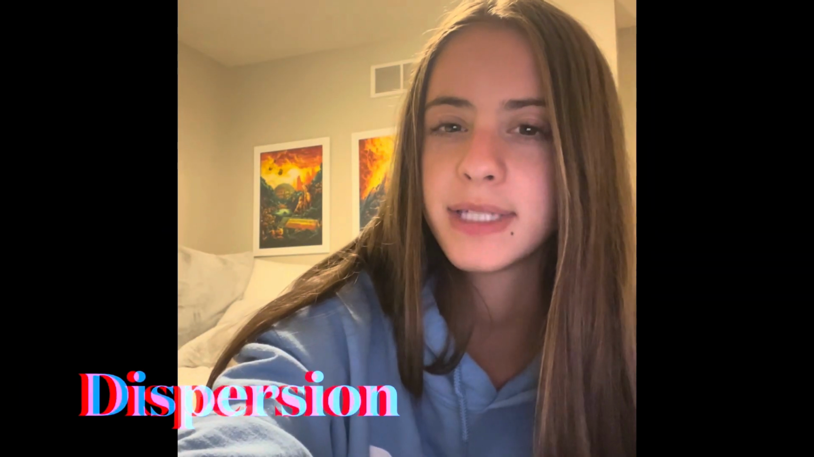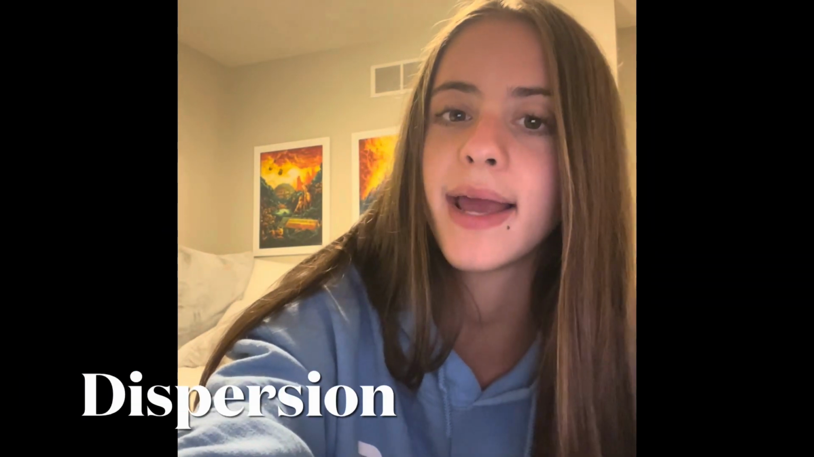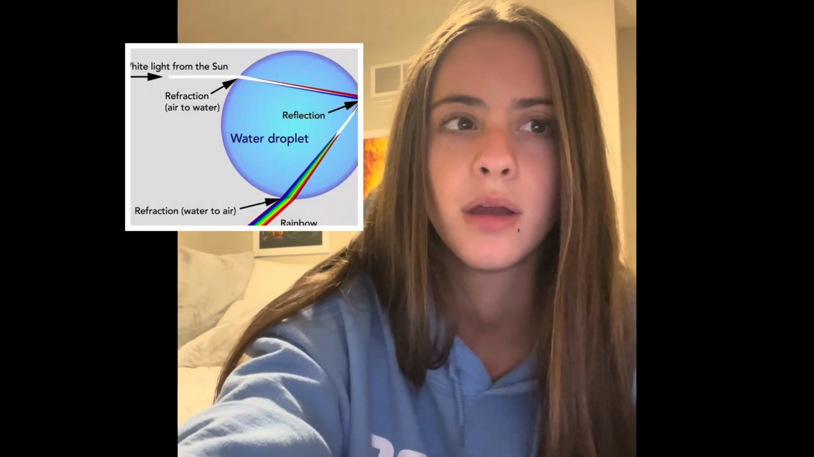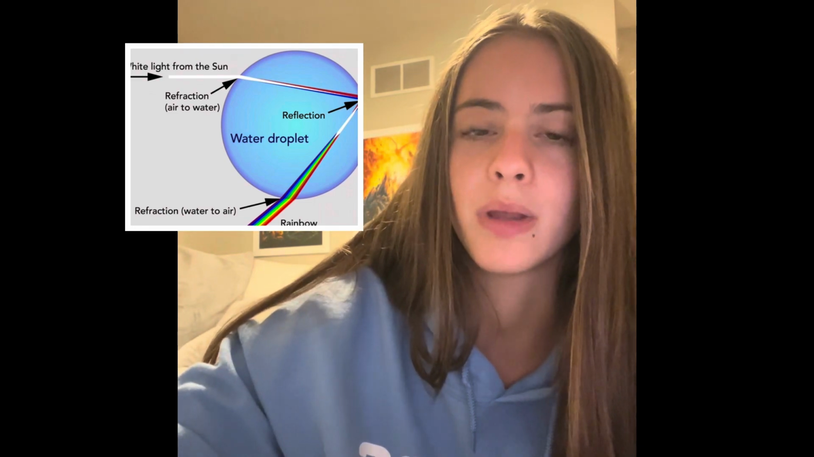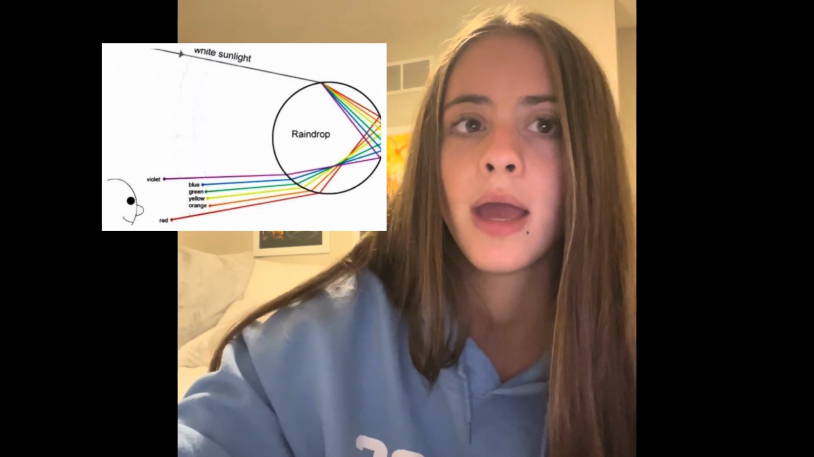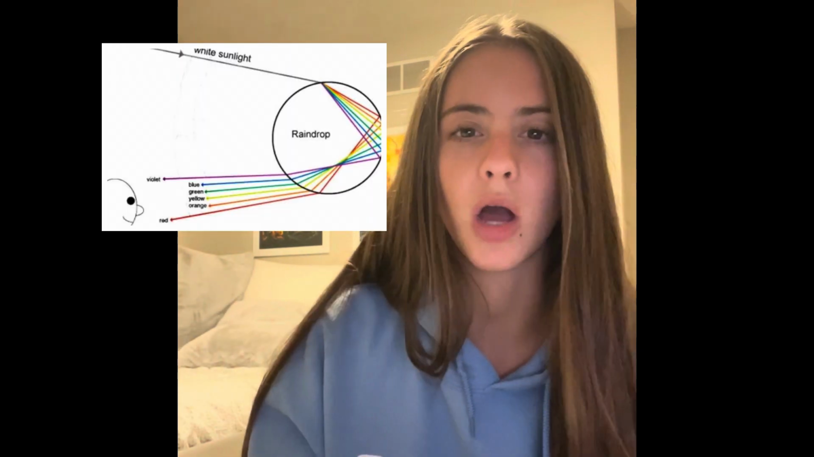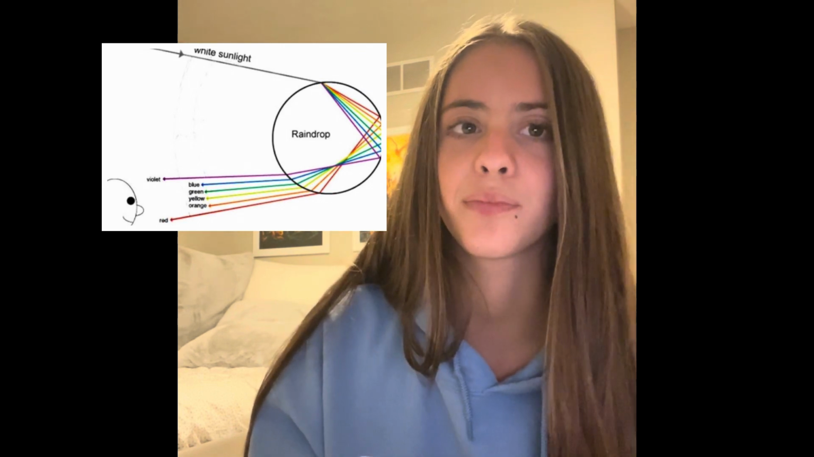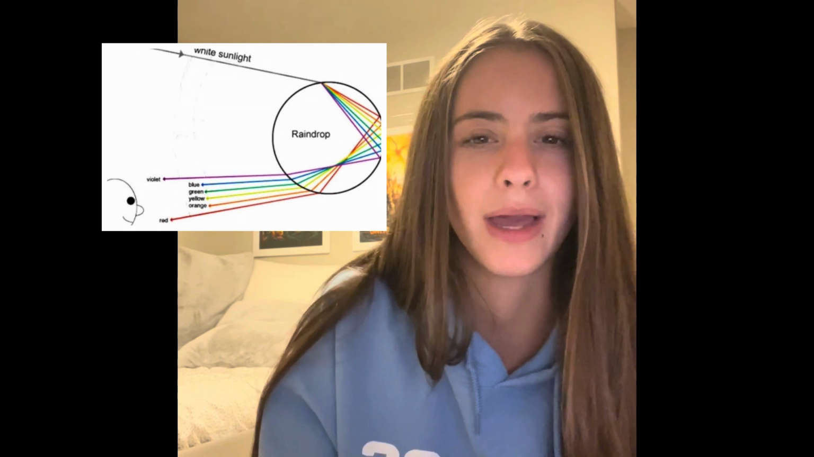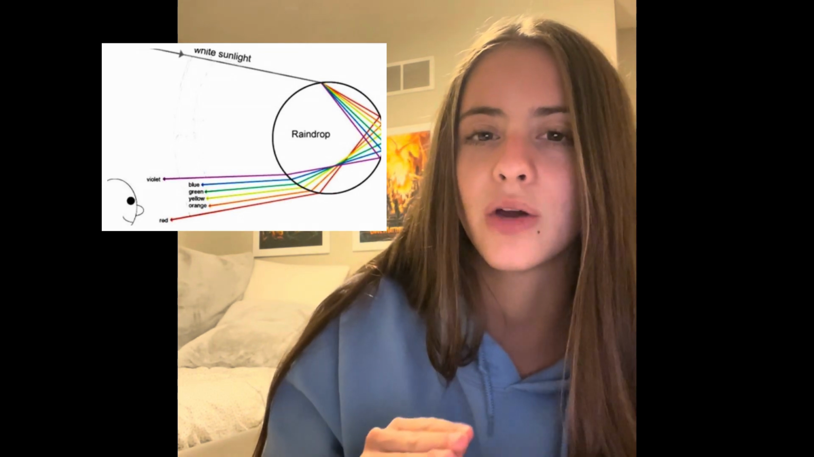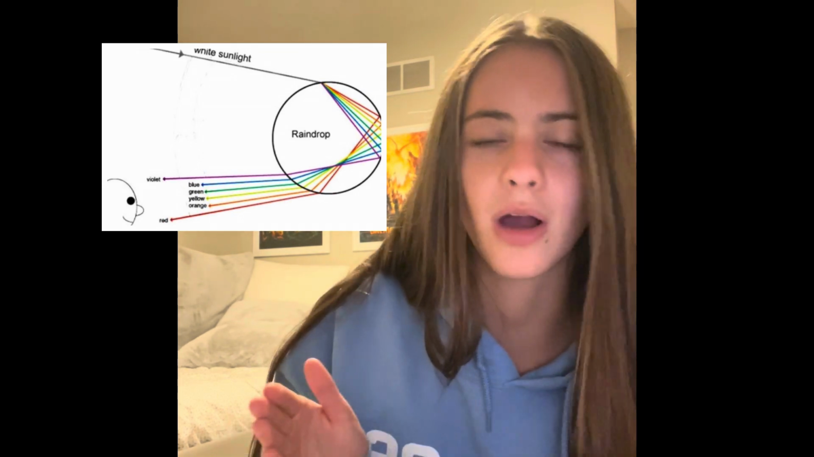So what happens after all that refraction? The next step in our rainbow forming equation is dispersion. Dispersion is when light continues into the raindrop and spreads out into its individual colors. Not all colors of light bend the same amount, so think about it like a prism. Whenever white light goes into a prism, multiple different colors come out.